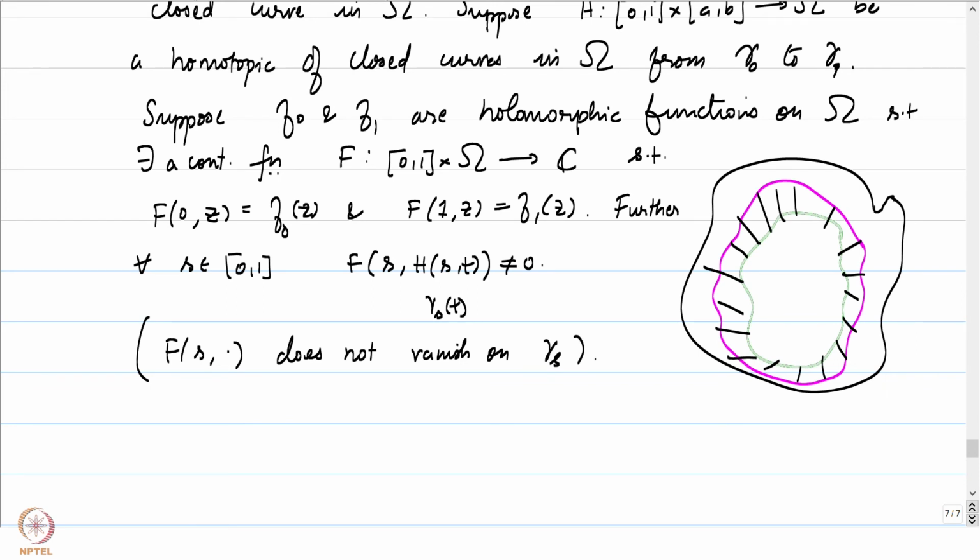Gamma_s is basically h(s,t). So, in particular f_0 does not vanish on gamma_0, f_1 does not vanish on gamma_1 and so on. That condition is being satisfied. So basically, for example, if all the zeros of f_0, f_1, or rather of f_s for that matter, lie in this region, this particular condition is satisfied, and the hypothesis is satisfied.